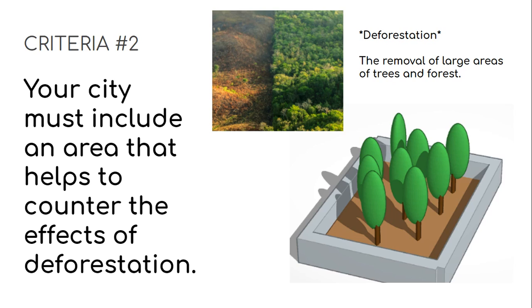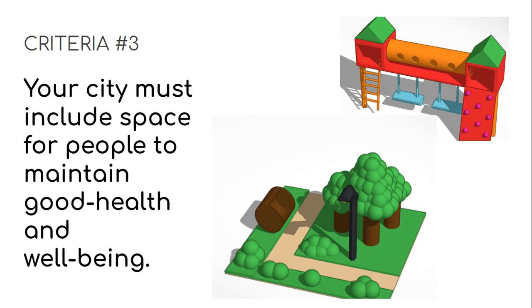On to criteria number 3. Your city must include space for people to maintain good health and well-being. So this could be demonstrated in a variety of ways. Some ideas that people have used in the past are creating some sort of interactive playground where people can use different structures to work on their physical abilities, expend some energy and use this playground.